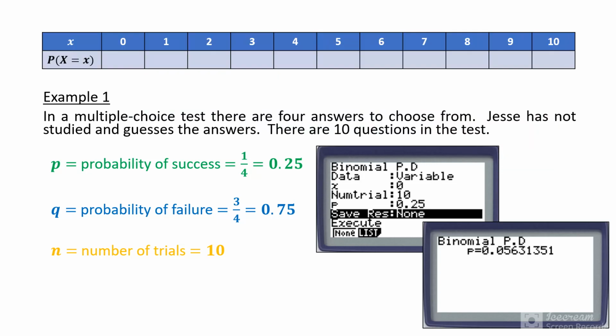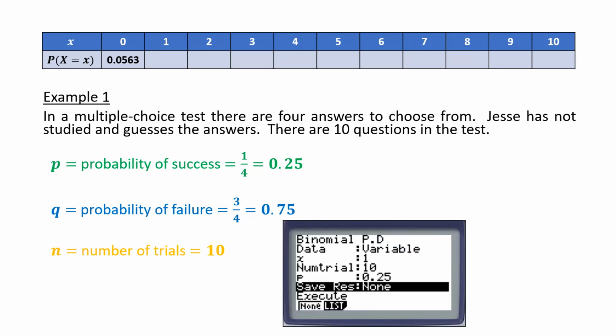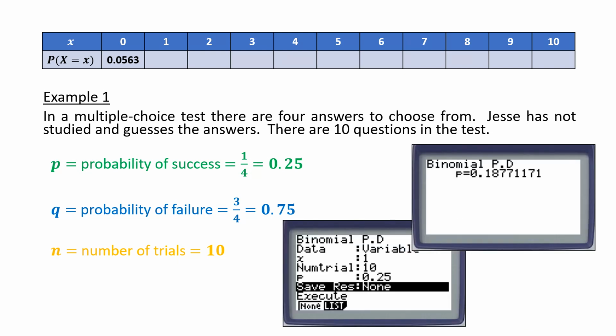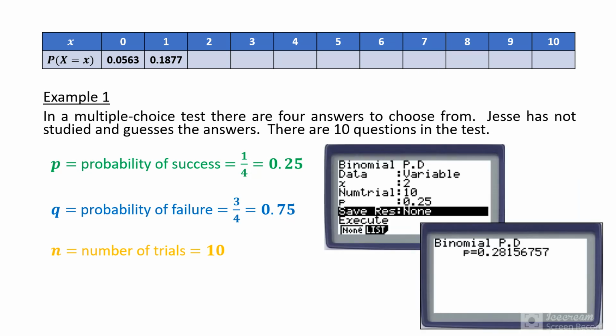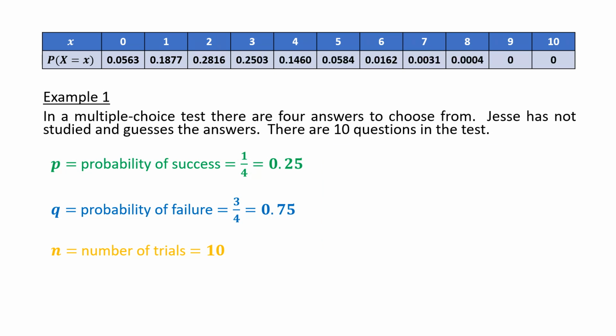Right, that gives us a probability of 0.05631, and let's set up a distribution table, and we can put in our first value. Probability of getting 0 marks out of 10 is 0.0563. Now we can go back and repeat that and put X as 1 and get a probability and enter that into our table. The probability of getting 1 mark out of 10 is 0.1877. We can do the same for X as 2, and that gives us a probability of 0.2816. And then we can complete the whole table by repeating this process for all the other X values up to 10.